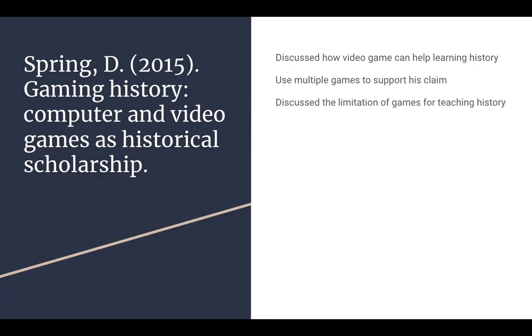Some research that I did is from Spring, which explains how history is presented in video games. It discusses how video games can help with learning history and their shortcomings, and it uses multiple games to support its claims. For example, it used Assassin's Creed to describe colonialism, and Crusader Kings 2 and Europa Universalis to discuss culture and conflict.